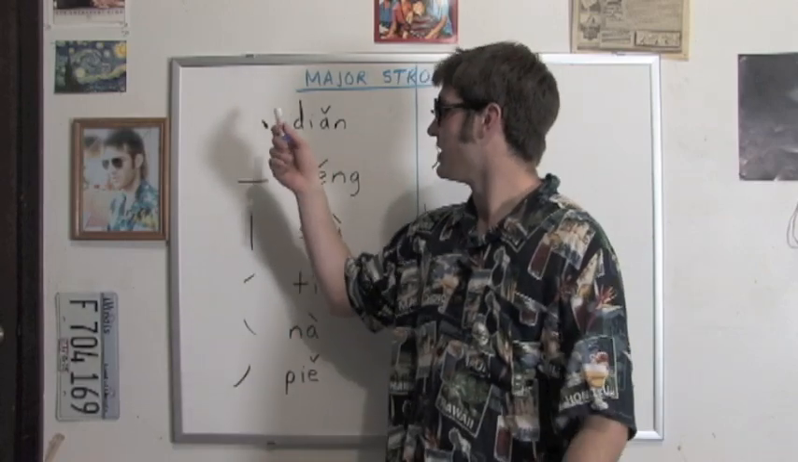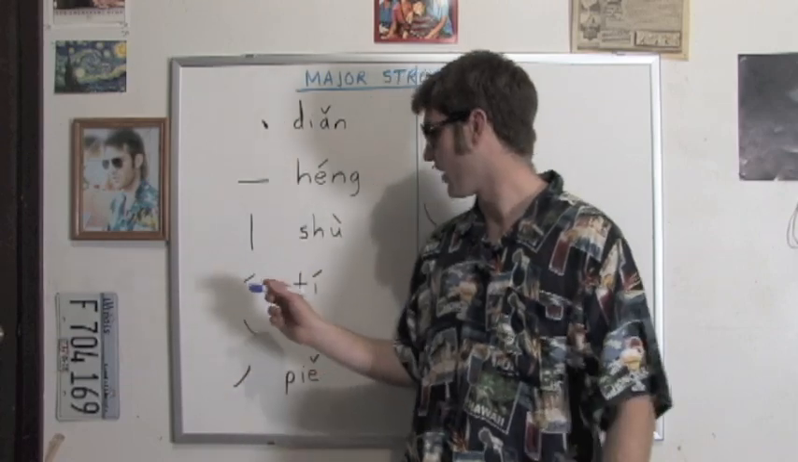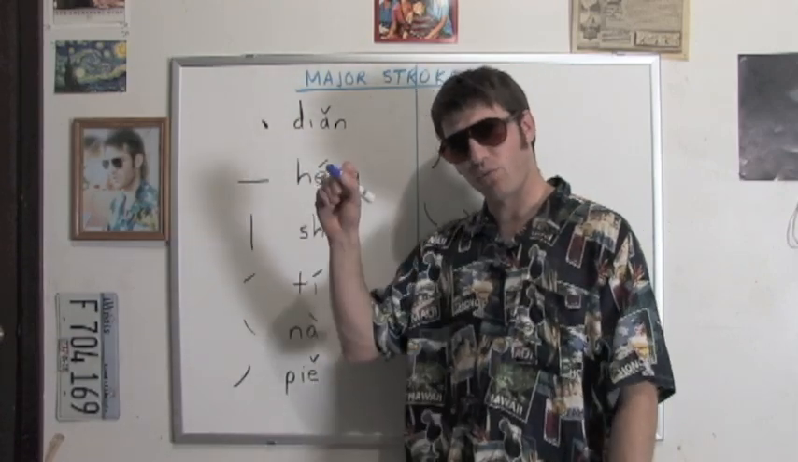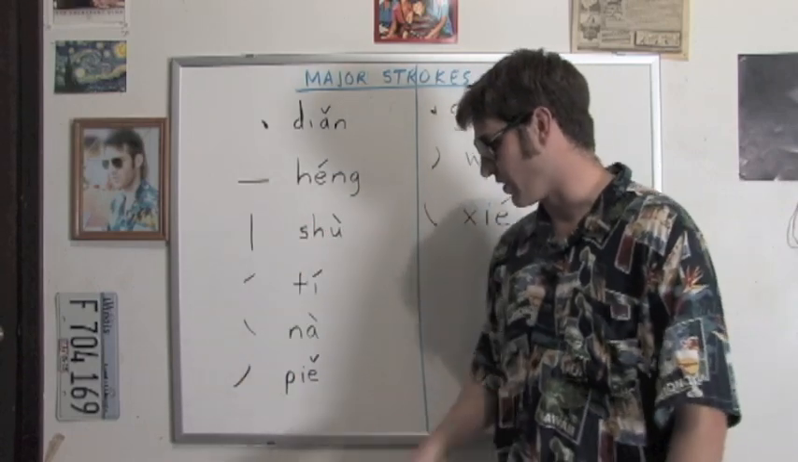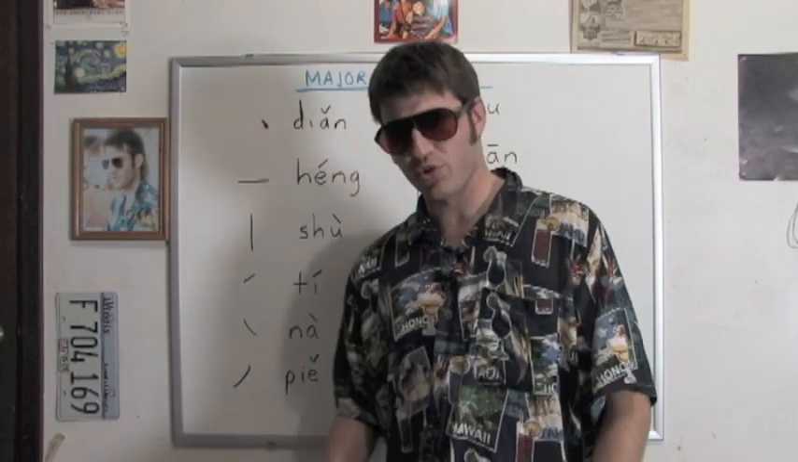The first one, dian, is a dot. Then heng is a horizontal line. Shu, vertical line. Ti is kind of a rising stroke. Na, which is a stroke that's falling downwards to the right. And pie, a stroke falling downwards to the left.